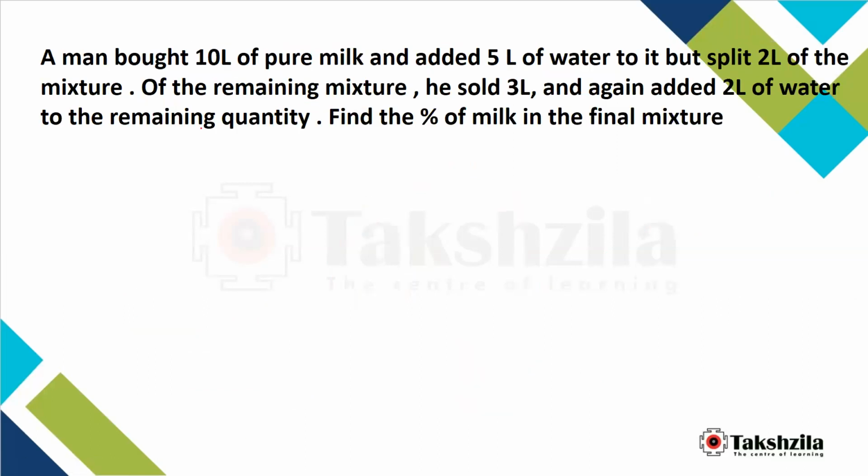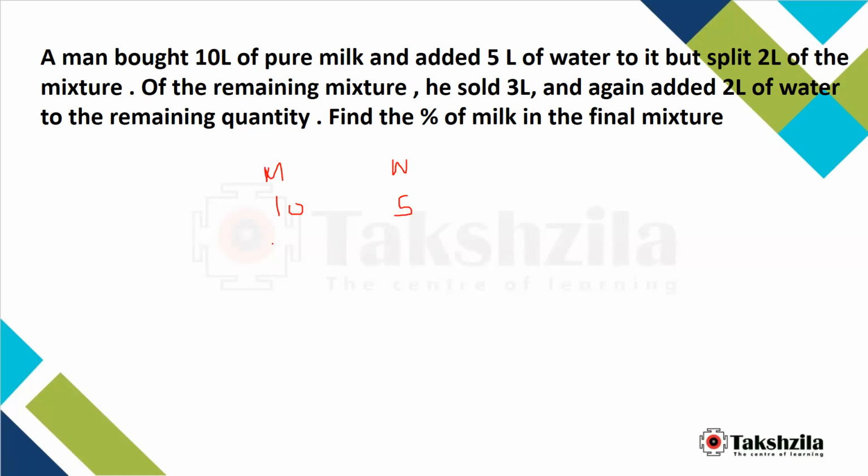Now, a man bought 10 liter of pure milk and added 5 liter of water to it. This question will clear the concept of addition, removal, frequent or continuous addition and removal. Milk is 10 liter. Added 5 liter of water to it. So 5 liter water is added.